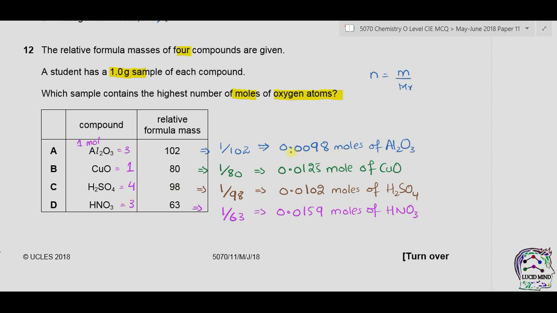So to find the number of oxygen atoms in 0.0098 moles, we can multiply 0.0098 with 3. It will give us the number of moles of oxygen atoms. It is equal to 0.0294 moles of oxygen atoms. Similarly, for copper oxide, we have 0.0125 moles of copper oxide. So we can find the number of moles of oxygen by multiplying 0.0125 with 1, as we have just one oxygen atom in the formula of CuO. So the number of oxygen atoms is equal to 0.0125 moles.